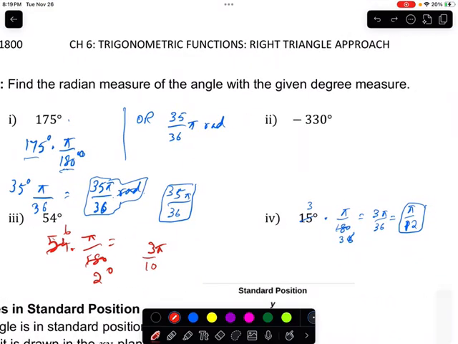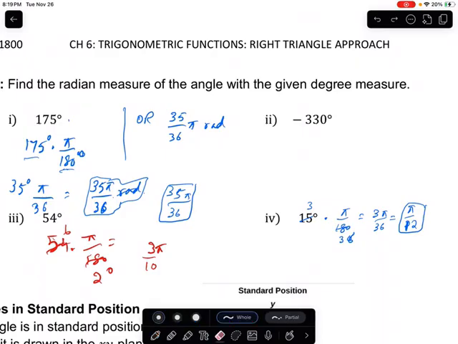Okay, now the second example is the other way. We are given the angle in degrees and we are going to convert it into radians. First one, 175 degrees. So multiply by pi over 180. We can simplify 175 and 180 by finding a common factor. I know that 5 can divide both. When divided, 175 becomes 35, 180 becomes 36. So in the end, our answer is 35 pi over 36.